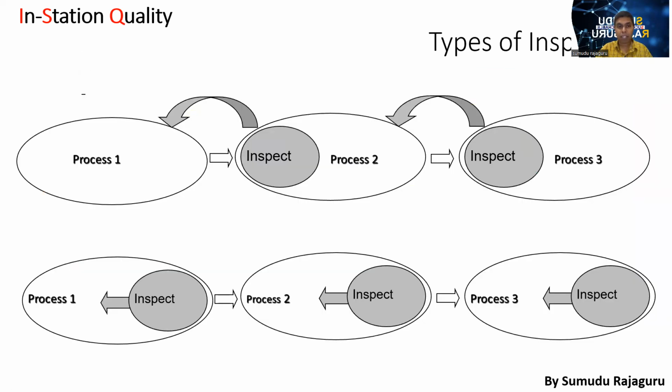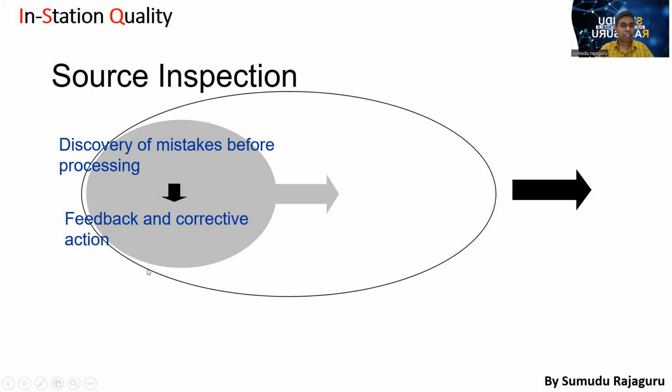This is the same thing explained in a different way. After we complete process one, we conduct the checking activity inside process two. Then we do process two, and whatever activity is done in process two, we check inside process three. But when we come to source inspection, we inspect in the same process. In the second process, then and there, just after the process, we are inspecting. So it is self-inspection. Source inspection discovers mistakes before processing, and we can take feedback and corrective actions based on that. So the importance of source inspection is discovering mistakes before processing, then taking feedback and corrective action before passing to the next level.